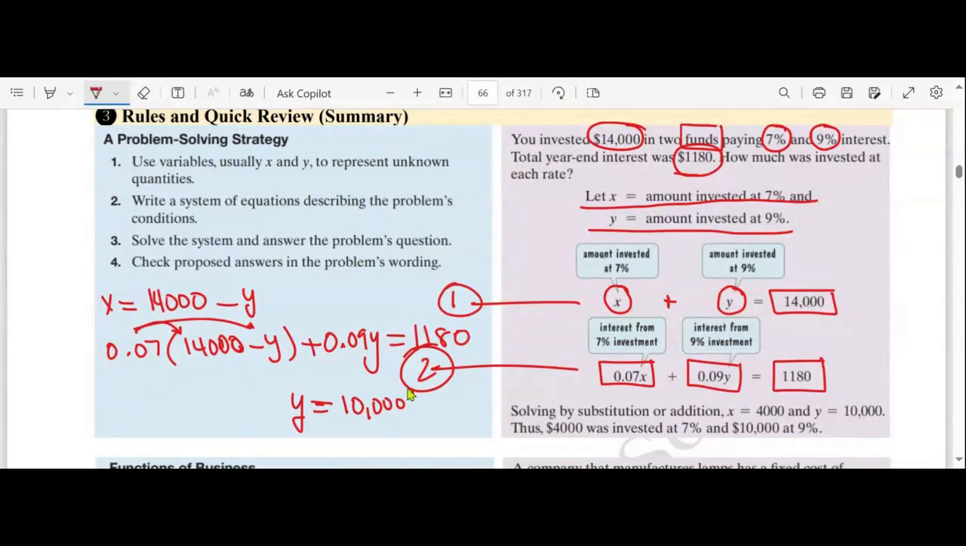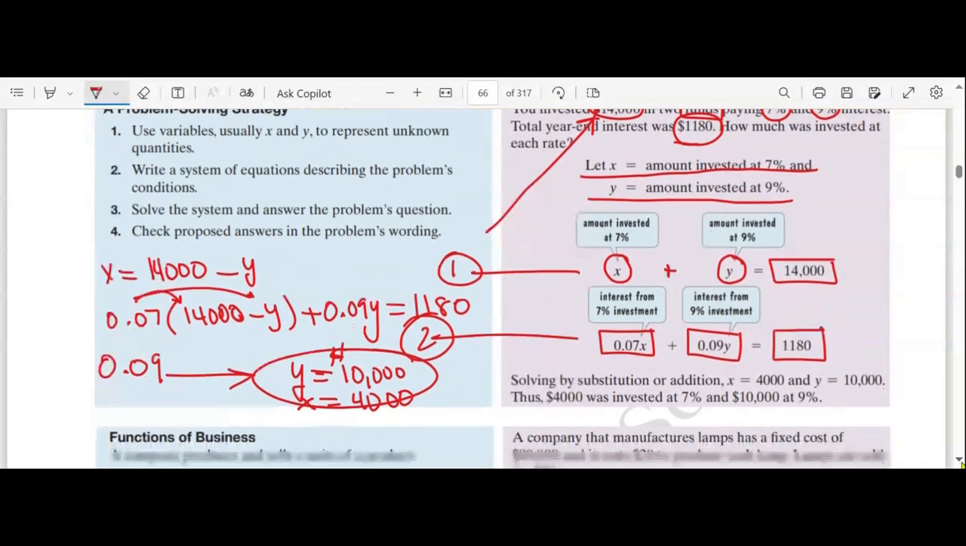At the end, Y is $10,000. So in the 9% fund, you invested $10,000. Now, the total is $14,000, so how much did you invest in the 7% one? $4,000, because the total is 14,000. Is that clear? It's just a summary. I'll go step by step later, okay?